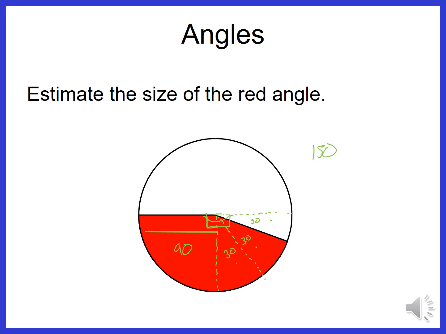Let's see how close we were. 160. So you can see I wasn't exact, but I had a reason why I went there. So I would think I would still get all the marks for that if the question was estimating the size of the angle. So as long as you've got a reason, you can even draw on your reasons on the diagrams to help explain it, and you're more likely to get marks if you do that.